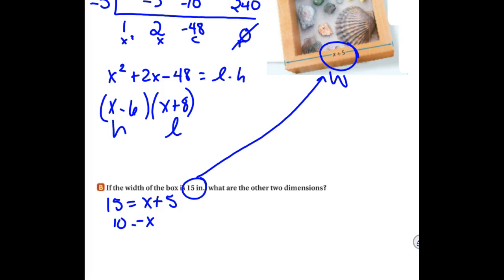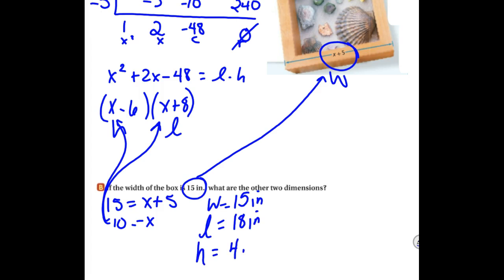And now if I know x to be 10, can I find the length and the height? If I plug a 10 back in here, right, the length would be 18 inches, and the height would be 4 inches. Does that make sense?